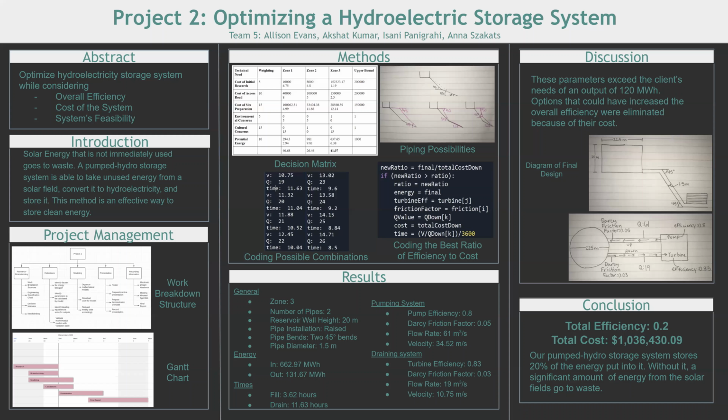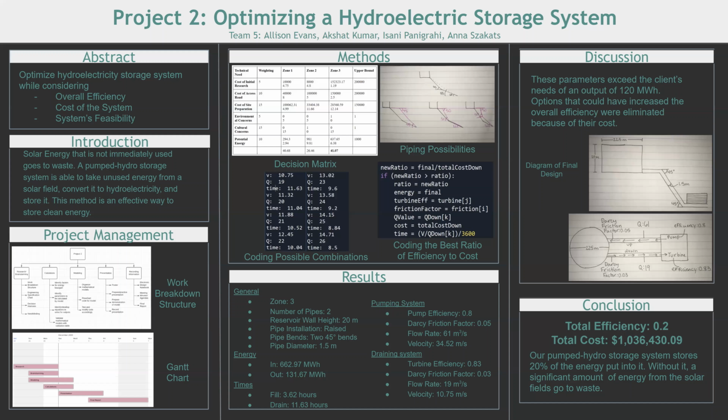For draining water, the best combination was a flow rate of 19 meters cubed per second, a velocity of 10.75 meters per second, a Darcy friction factor of 0.03, and a turbine efficiency of 0.83. The code followed the same process for filling the reservoir, but the ratio was overall efficiency to cost. This way, the code could give us the best overall efficiency for the lowest price.